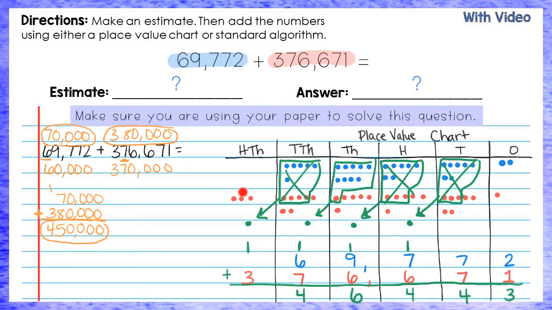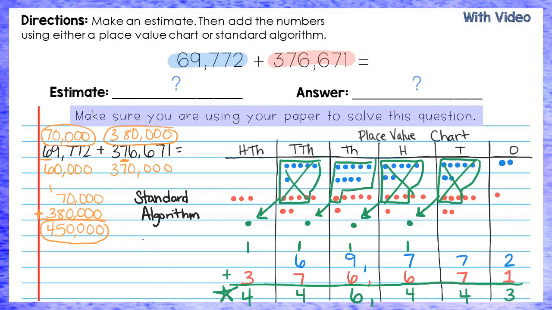And now we have 300,000 plus 100,000. 3 plus 1 is 4. Is that a little bit less than our estimate? 446,443 is less than our estimate. So it appears that that was correct. Let's try it in standard algorithm also.